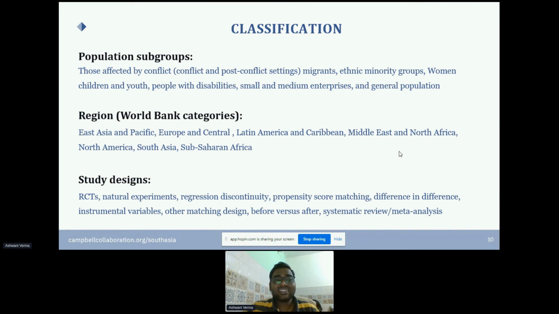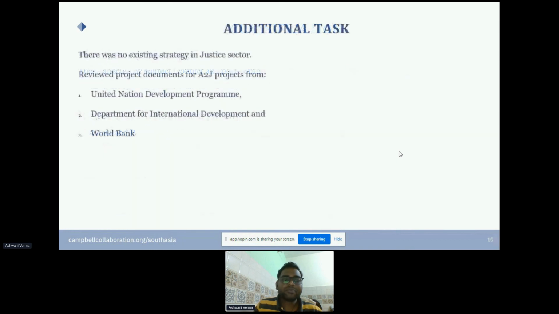The next is the study design. As I told you initially, we have included all the impact evaluations, the process evaluations, as well as the systematic reviews. You can see here we included RCTs, natural experiments, regression discontinuity, propensity score matching, difference in difference techniques, instrumental variables, and other matching designs, before versus after, systematic reviews, meta-analysis, and we have even included qualitative studies for the process evaluation studies in this map.